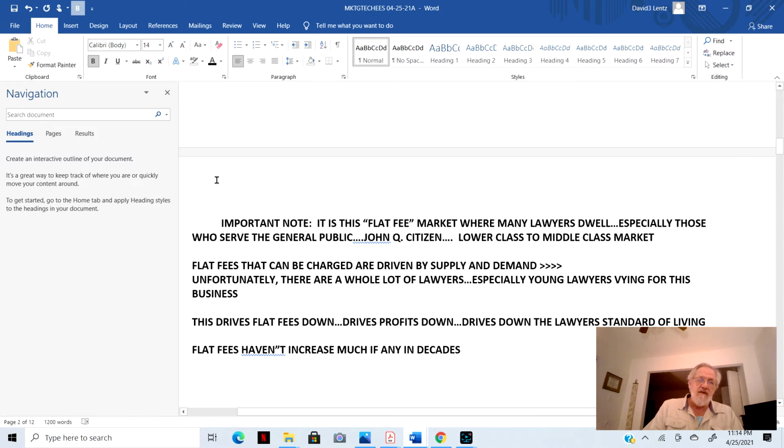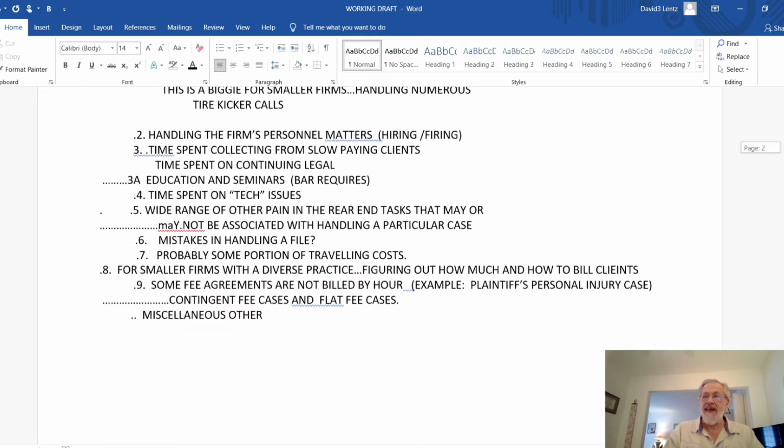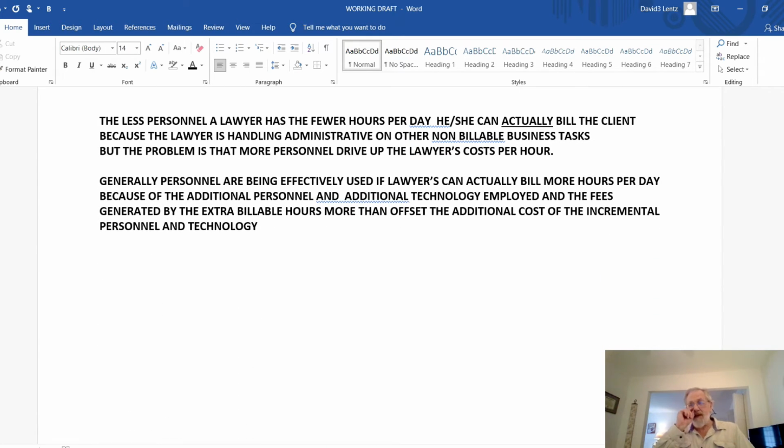So this is a very, very important point for somebody who wants to represent John Q. Citizen. You're usually talking about lawyers in smaller firms, maybe some mid-sized firms. A lot of times you're talking about new lawyers especially in this market, unless they get hired by a major law firm or go into the government or get hired by a corporation. And there are a lot of factors. So there's a lot of time during the day that a lawyer can't bill. And this is a big factor in what we're going to talk about very shortly.